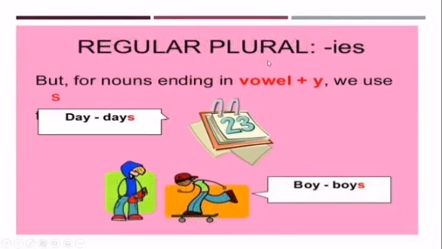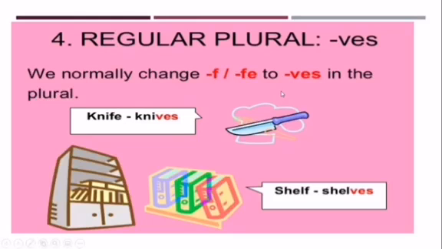And if before the Y we have a vowel, we need to add just an S. Okay? Pay attention to this, but for nouns ending in vowel plus Y, we use S. For example, day, one day, two days. One boy, two boys. Okay.